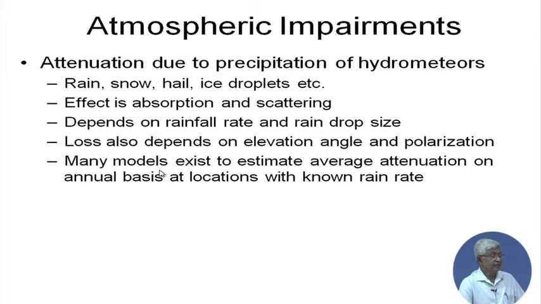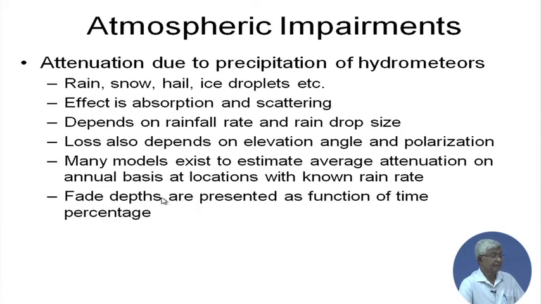And many models exist, people try to do modeling, because this is a statistical phenomenon. So many raindrops are there, it is not deterministic, and the rate of appearing of the raindrops in front of the signal is also changing, the rain rate. So there are many models to estimate the average attenuation, and that is done on an annual basis, at a location with a known rain rate. So rain rate is related to the attenuation. People have done a lot of modeling, but this is on a very long term, annual basis.